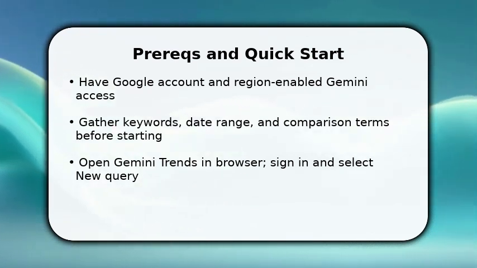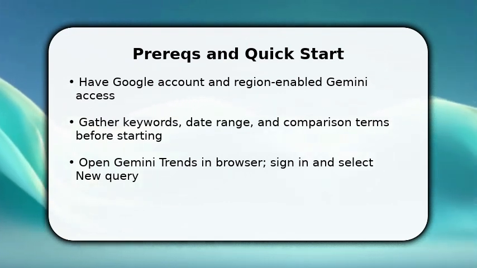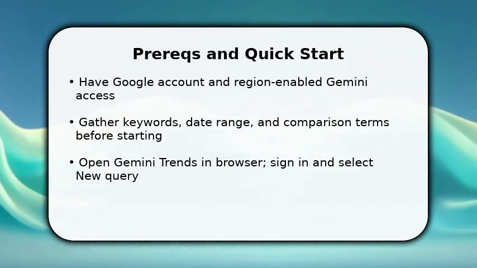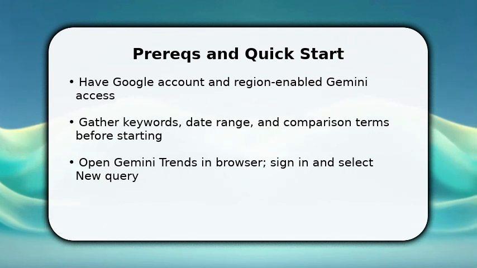Once done, add a comparison term to reveal relative interest. Make sure to choose the correct region. Regional filtering changes rankings and related queries. You'll see baseline volume immediately.